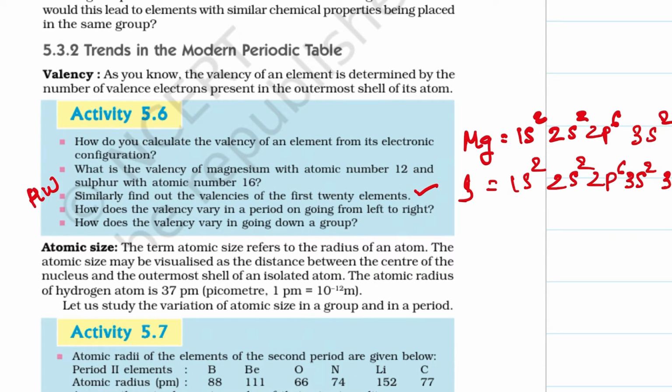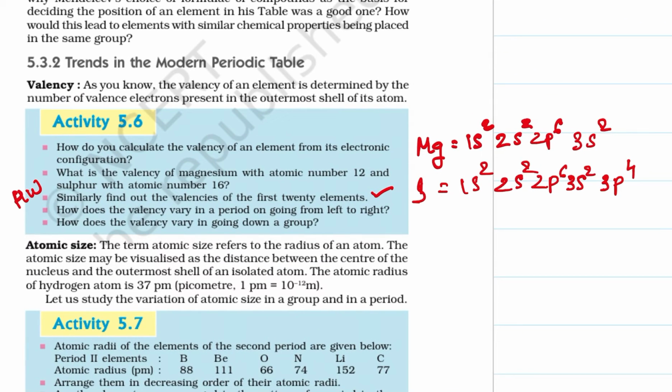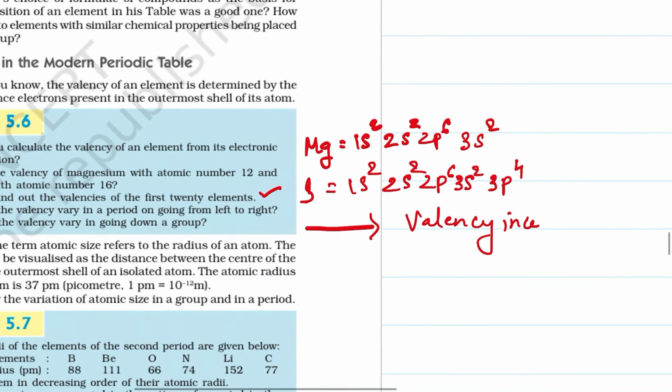Now, how does the valency vary in a period on going from left to right? If you go from left to right, the valency goes on increasing. And how does the valency vary in going down a group? No change in the valency. So as you go from left to right, valencies increase, and as you go from top to bottom, there is no change in the valency.